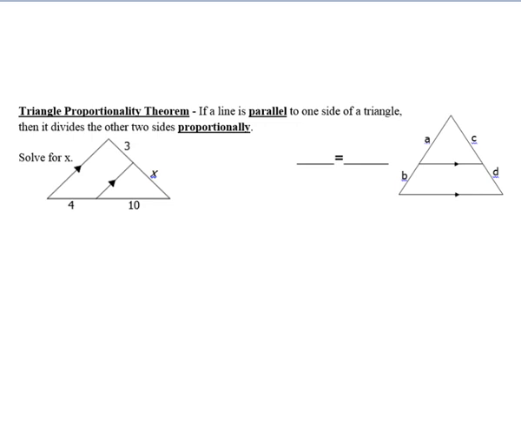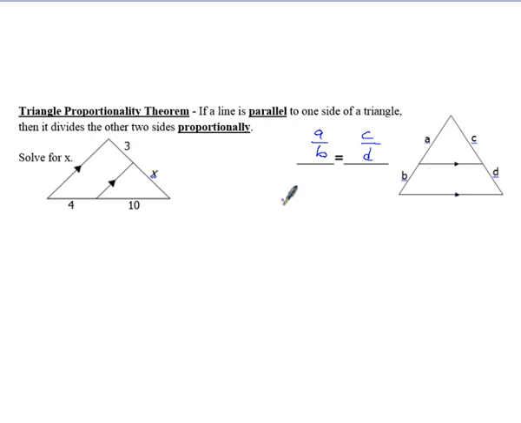It basically states that if a line is parallel to one side of the triangle, then it divides the other two sides proportionally. So we have a triangle here with a line through it. If we know that this line is parallel to this line, we can set up something along the lines of A is to B as C is to D. So it's setting up the sides proportionally.